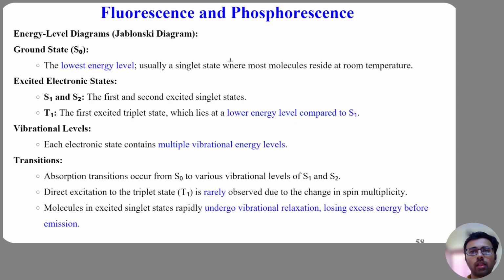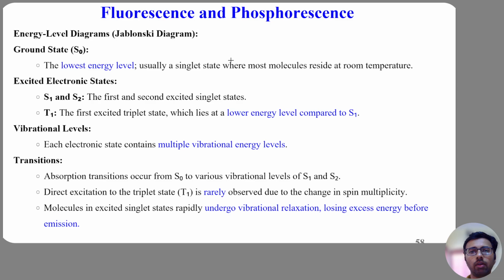We visualize these processes using an energy level diagram called a Jablonski diagram. At the bottom lies the ground state, denoted as S0. Most molecules exist here at room temperature. Above it lie the excited singlet states S1 and S2. Slightly below S1 appears the excited triplet state, that is T1.